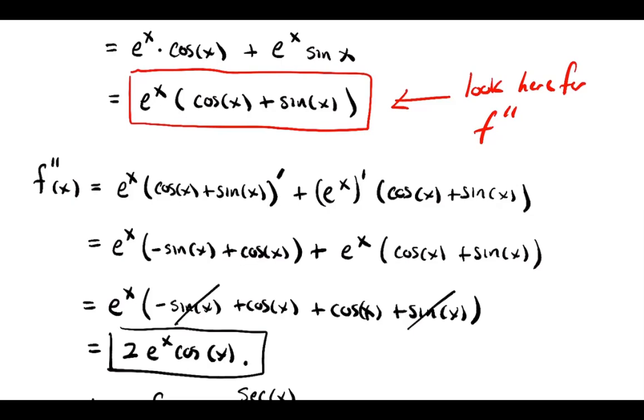Much nicer than, say, this line. They're equal. I shouldn't favor one of them over the other, but if I were going to do something with this, try to find where the second derivative is 0, take the third derivative or whatever, I much prefer this last expression. It's easier to work with.